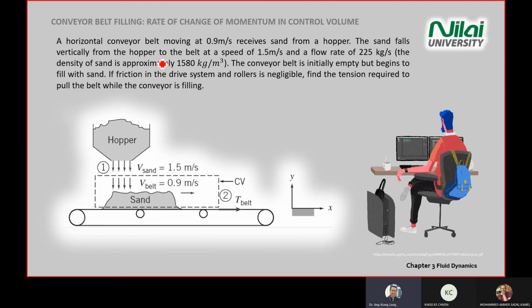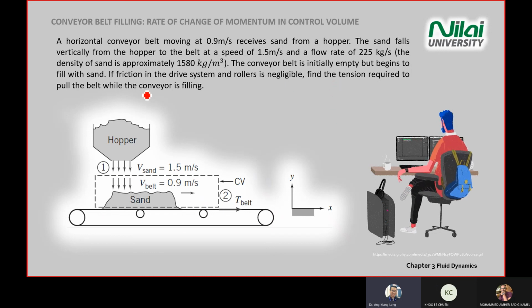Okay, the sand falls vertically from the hopper onto the belt. The speed is given, and the flow rate is given. The flow rate is 225 kilograms per second. The density of the sand is given. Before the hopper is opened, the conveyor belt is empty, and the friction in the drive system roller here you can ignore.